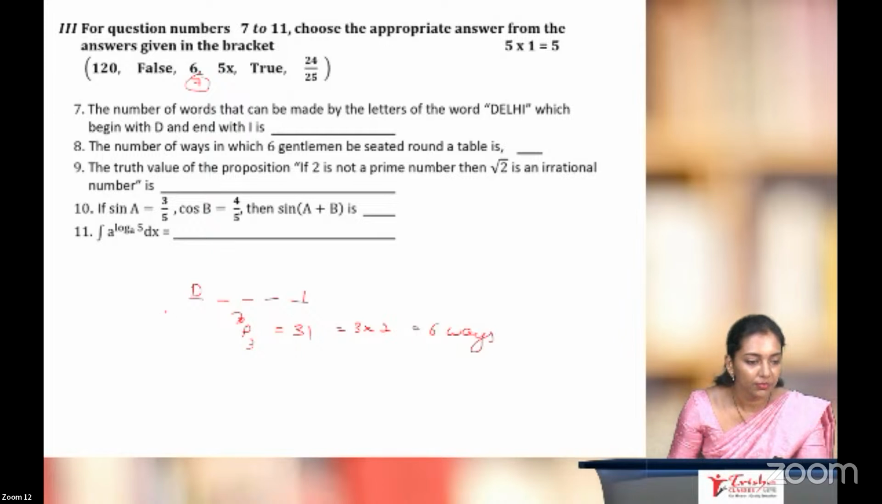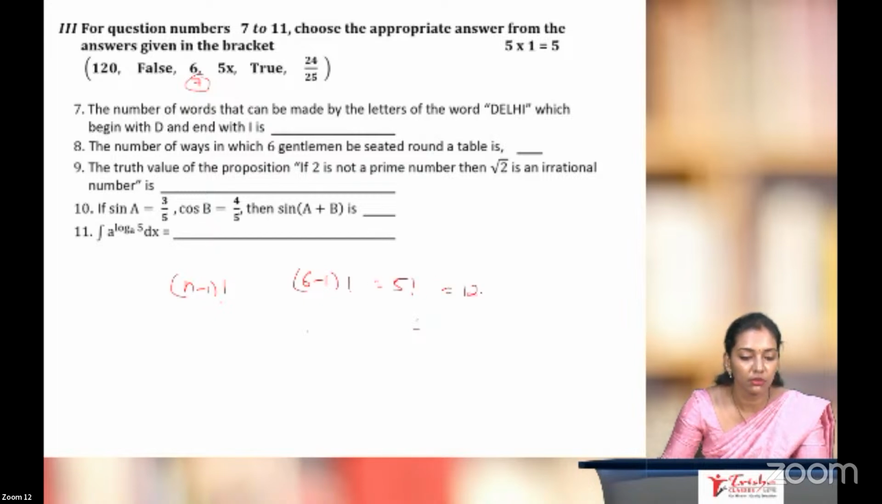Next. The number of words that can be made by the letter of the word. Okay, that's done. Next, number of ways in which 6 gentlemen be seated round the table. So circular permutation. If you know circular permutation, first we arrange one person, who is fixed. After that, around him we are going to arrange the rest of the people. So circular permutation is n minus 1 factorial. Okay, so here how many people are there? 6 gentlemen. So it is 6 minus 1 factorial, or it is 5 factorial. Okay, so 5 factorial, 120 ways.